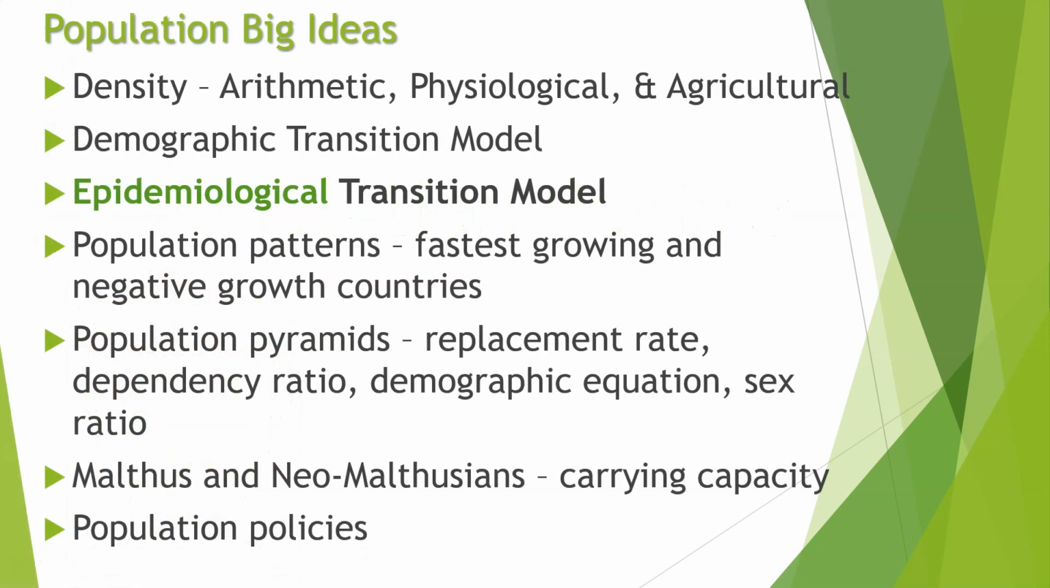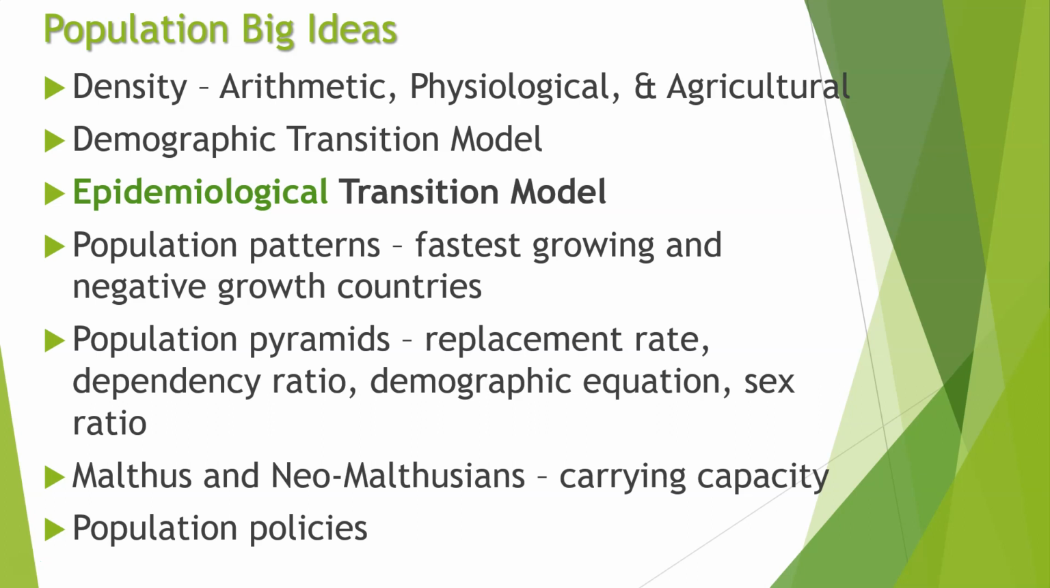So the big ideas in here, we'll talk about density and the different kinds of density. We'll talk about one of the most important things we've talked about all year, the demographic transition model, and I can almost guarantee you that in some way, shape, or form, in one of those two FRQs, you're going to have something related to the DTM. Also related to that, the epidemiological transition model.